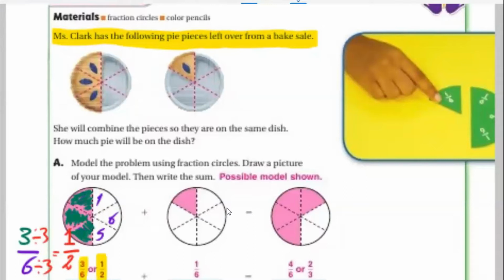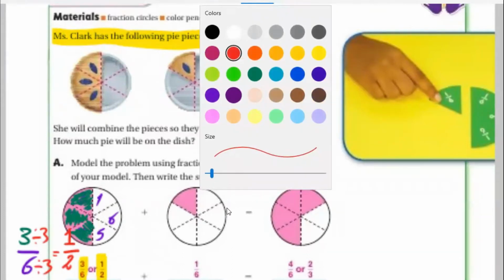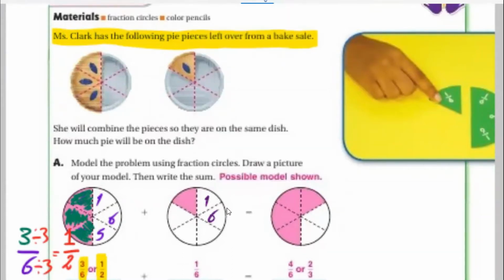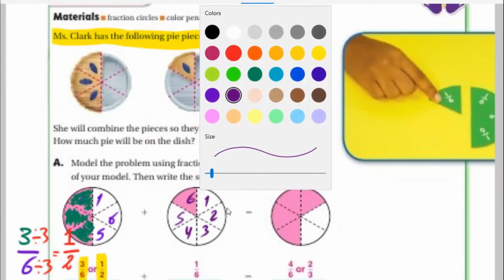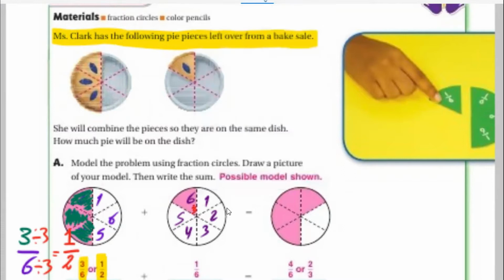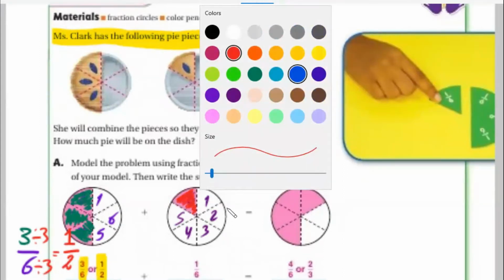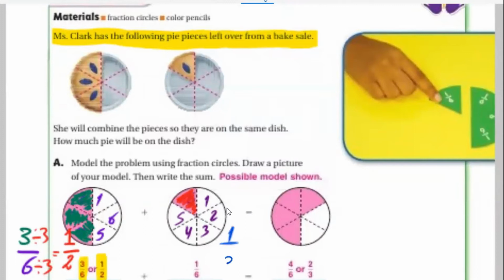Okay? What about the other pie? Let's count the number of pieces here. 1, 2, 3, 4, 5, 6. We have 6 pieces, right? Now, how many shaded pieces? We have only 1, right? So the fraction here will be 1 over 6.